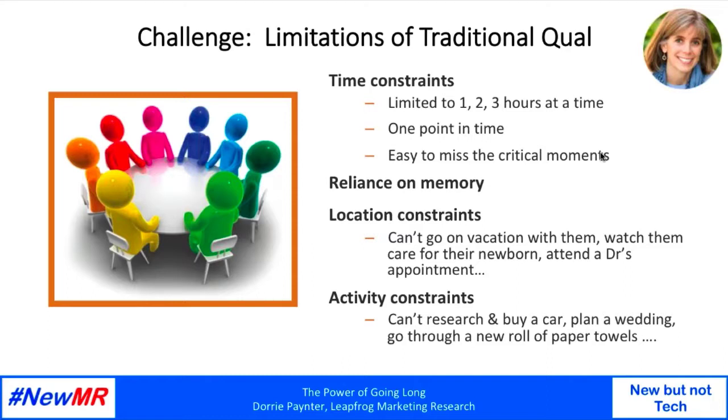And then there are also activity constraints. You can't research and buy a car with someone through the whole customer journey process. You can't be there with them planning a wedding. You can't even be there for them to go through a whole new roll of paper towels, right? So there are some limitations to activities.